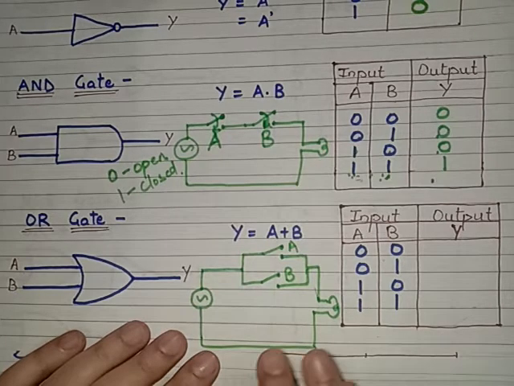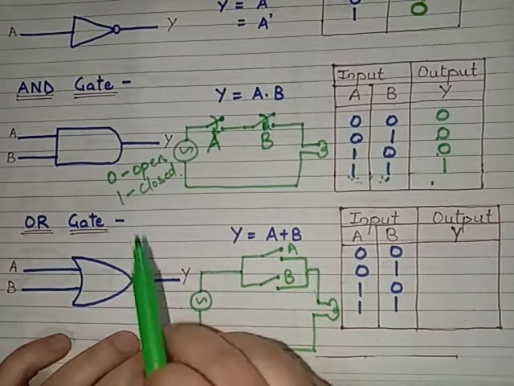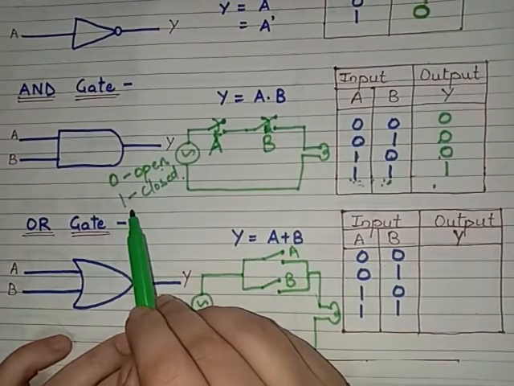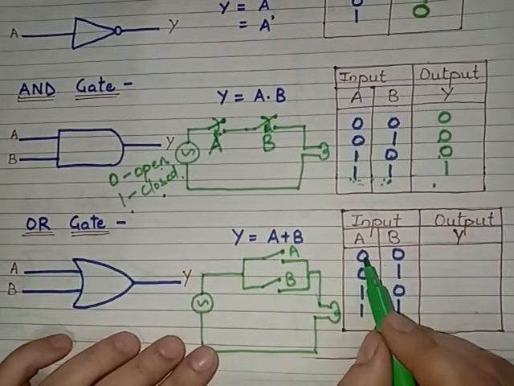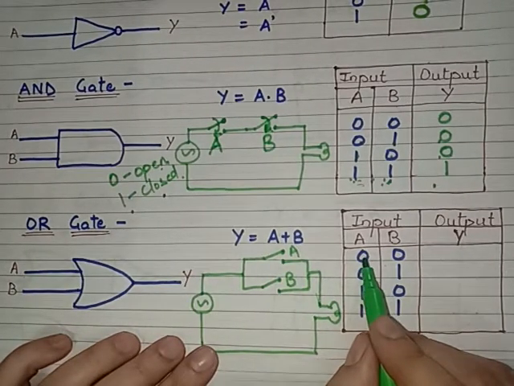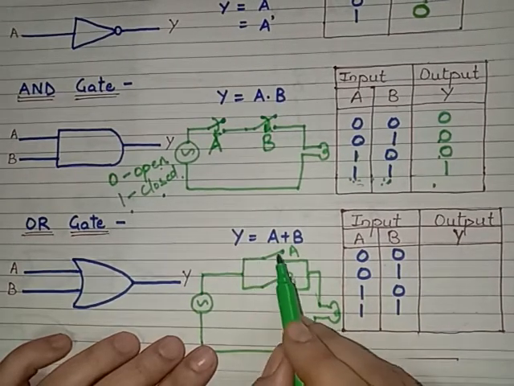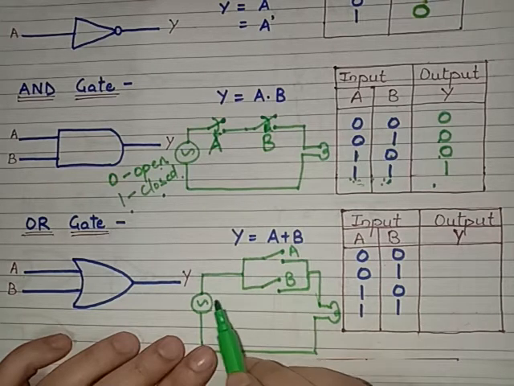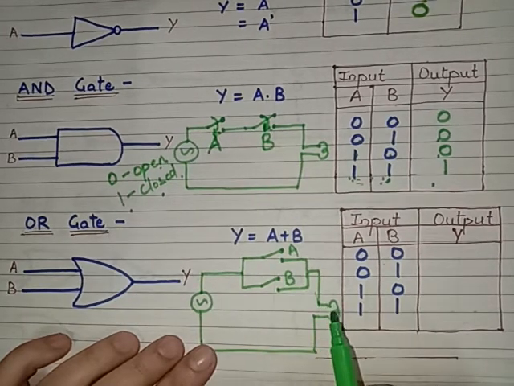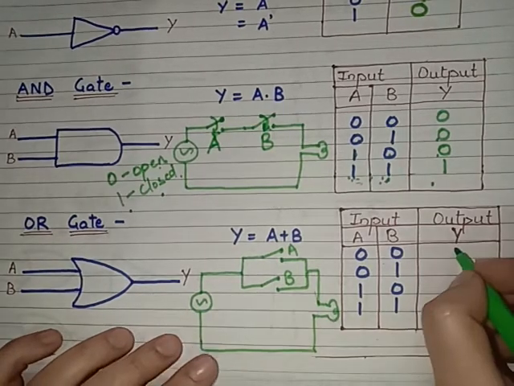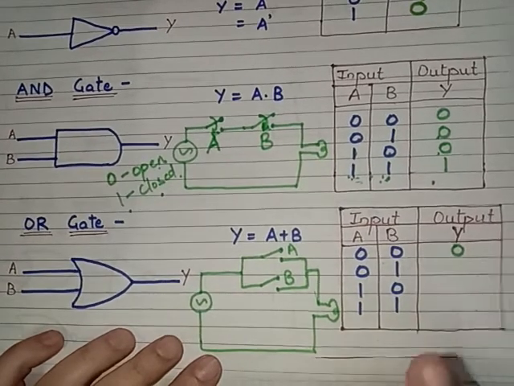Now you can consider again the same four input cases, where 0 means the switch is open, and 1 means the switch is closed. Now suppose A is equal to 0. We are going to consider the first case: A is 0, B is 0. That means A is open, B is open. If both of the switches are open, there will be no connection between the source and the load. That means this bulb will not glow, so the output will be 0. When A is equal to 0, B is equal to 0, the output is 0.